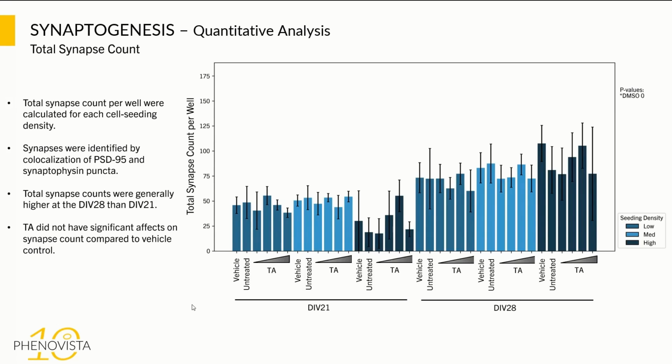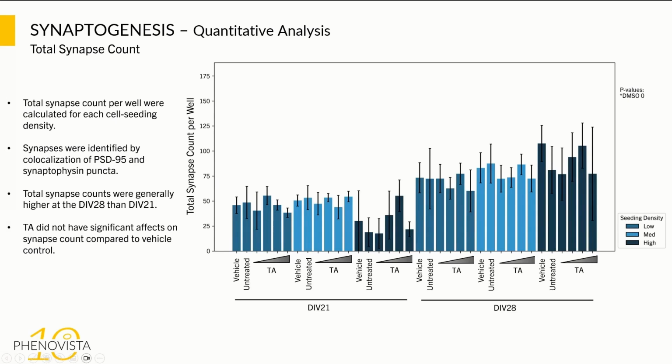And in general, you can see with increasing TA concentration, you don't see much of a difference with the number of synapse counts, with the number of synapses per well. So it looks like the TA here was not detrimental to synapse formation, which is probably what the client was hoping for. And overall, what you can see is that day 28 versus day 21, we do see higher counts of synapses with those more established cultures, as expected.